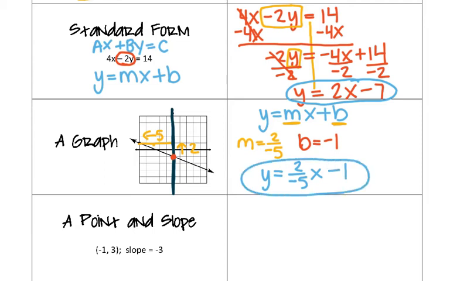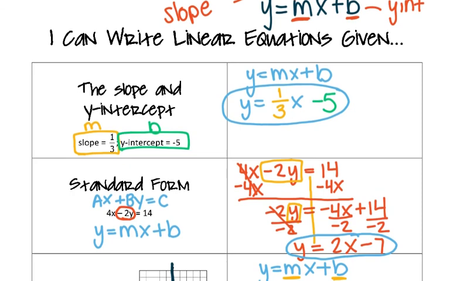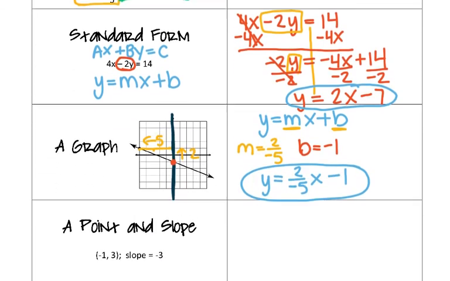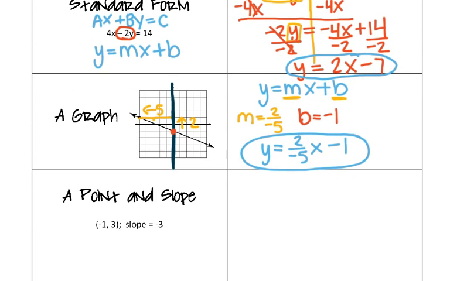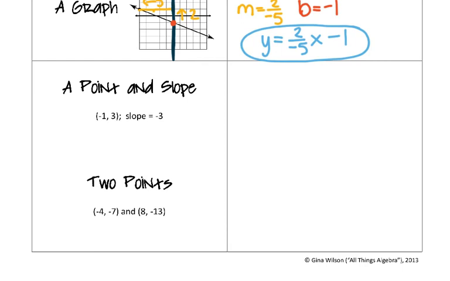So this one is kind of like the first problem where they gave us the m and the b here, but now they gave us a graph and we just have to look on the graph to find it. Now, a point and a slope is very similar to two points.